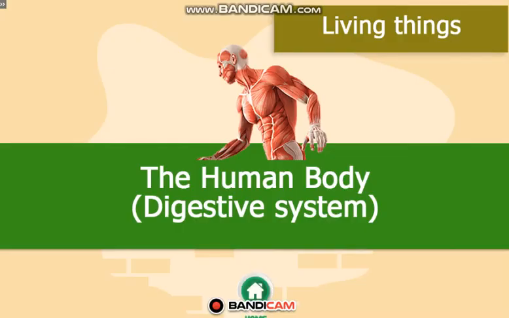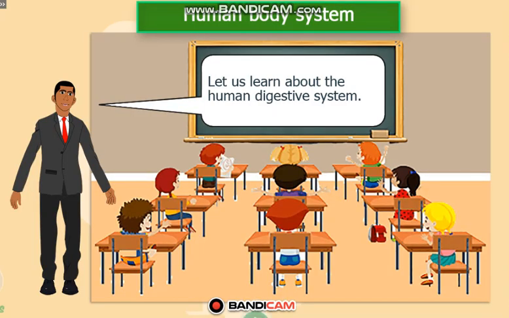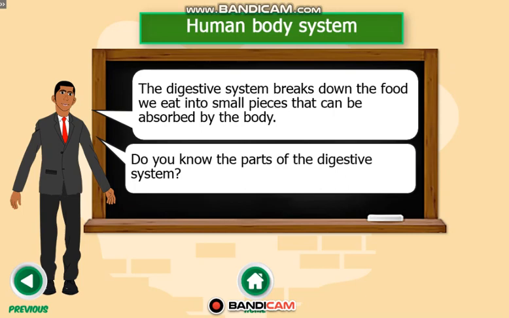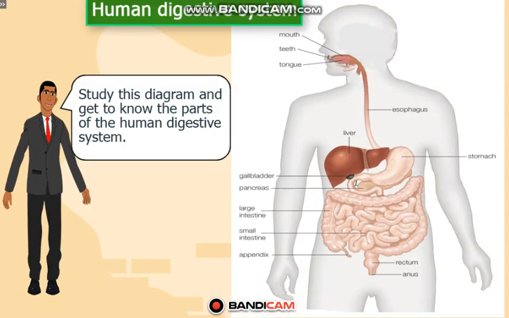The human body, digestive system. Let us learn about the human digestive system. The digestive system breaks down the food we eat into small pieces that can be absorbed by the body. Do you know the parts of the digestive system? Study this diagram and get to know the parts of the human digestive system.